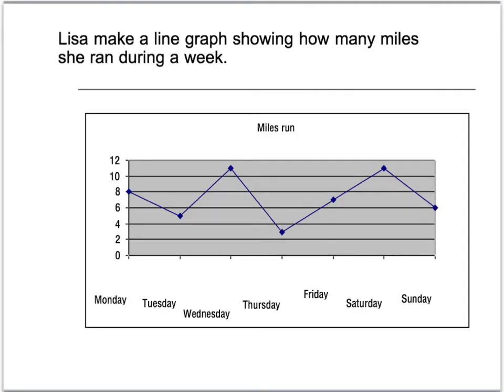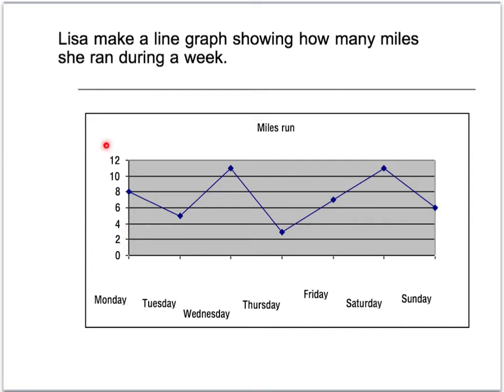Here I have a line graph. It says that Lisa made a line graph showing how many miles she ran during a week. And on our x-axis, you see we have Monday, Tuesday, Wednesday, Thursday, Friday, Saturday, and Sunday as those different days that she ran. So for instance, on Saturday, it looks like she ran 11 miles. On Thursday, she ran 3 miles, halfway in between 2 and 4.